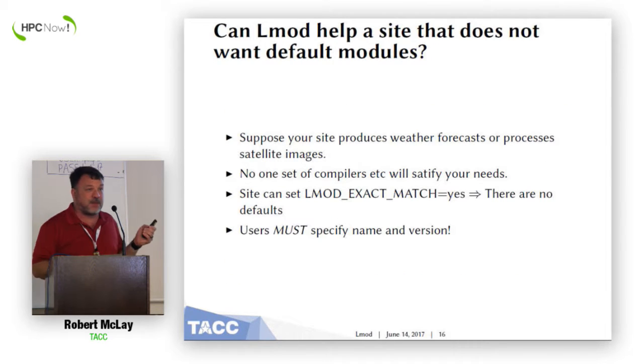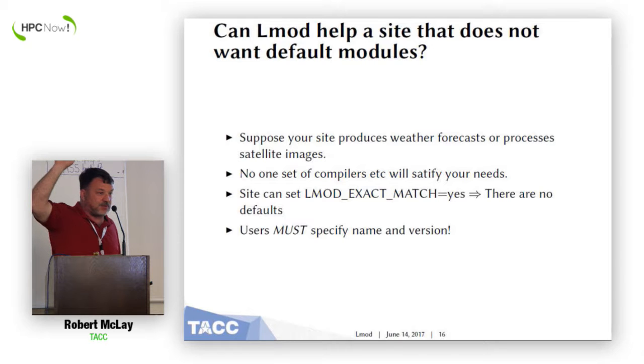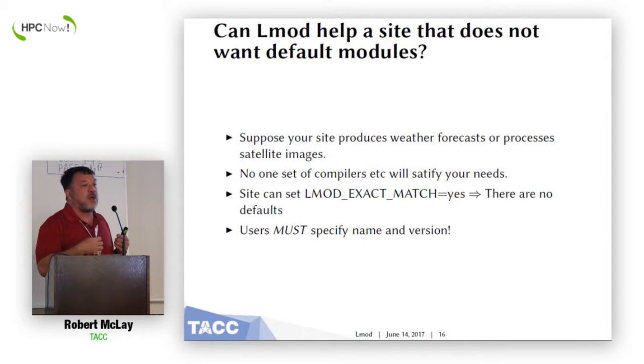So this was counter to the way I think about things, but it makes a lot of sense for certain sites. Suppose your site produces weather forecasts or is processing satellite data, image data, and you need to do this on a regular basis. And you do not want the software underneath to change things. So is everybody familiar with the concept of defaults, module defaults? So some of you. So Lmod, well, all module systems, Lmod in particular, will pick the default. So if you say load the Intel module, you get what the system says is the default, which can change over time. And a site doing production may not want that.